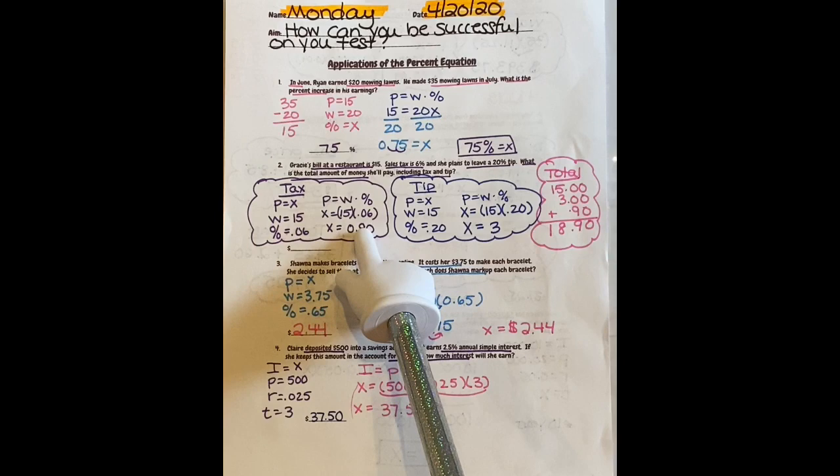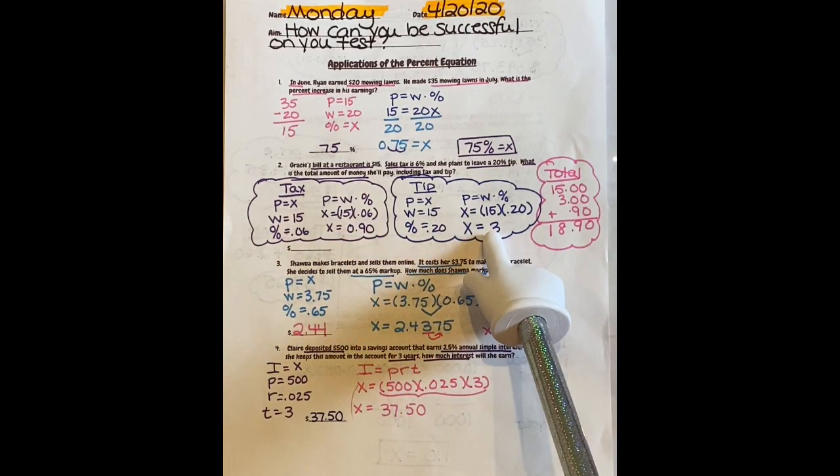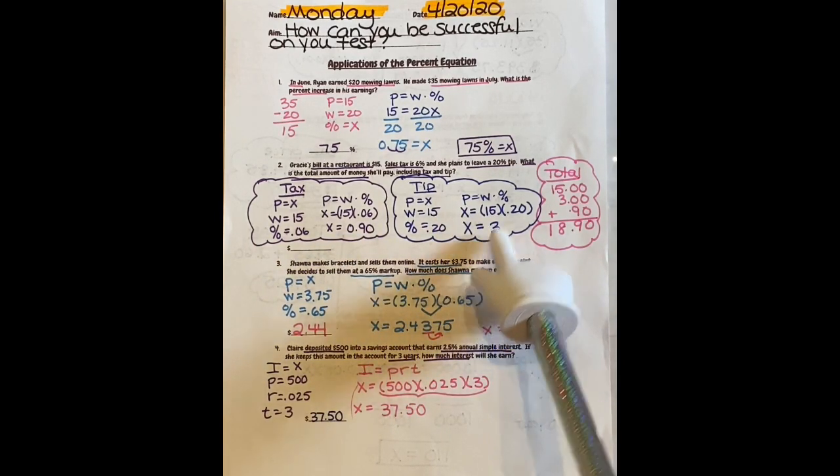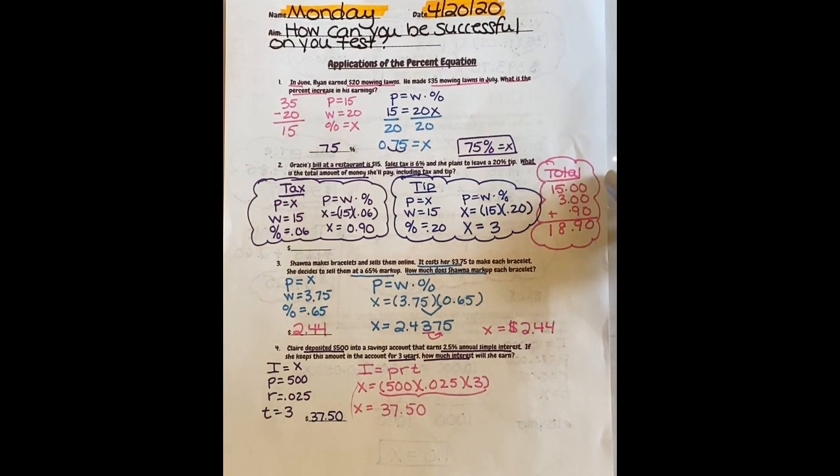So my tax is 90 cents. My tip is $3. So to get the total amount she's going to pay, I take my bill, which is $15, my tip, which is $3, my tax, which is 90 cents, and I add it all together to get a total amount of $18.90.